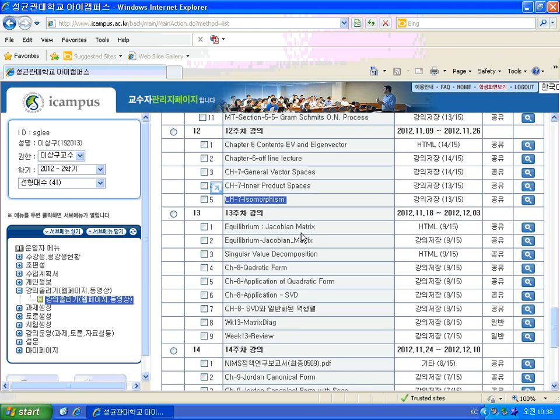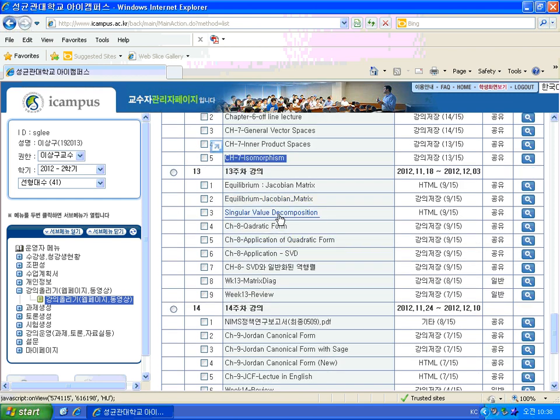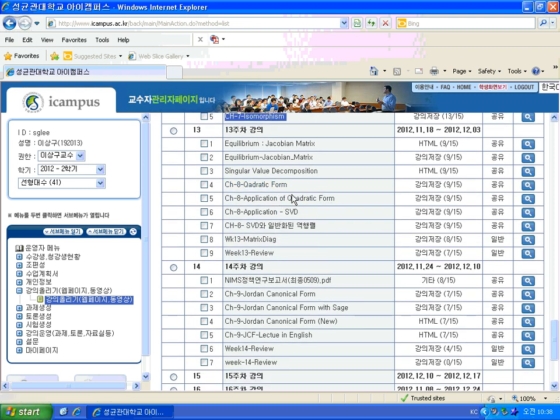Okay? And there are some special matrices, and singular value decomposition was covered. And chapter 8 was the quadratic form and application of quadratic form. This used to be a very important part of linear algebra, but most of the research was done on it, and you can use the facts which were proved already. This is a generalization of finding relative maximum and relative minimum, not by using the derivatives.